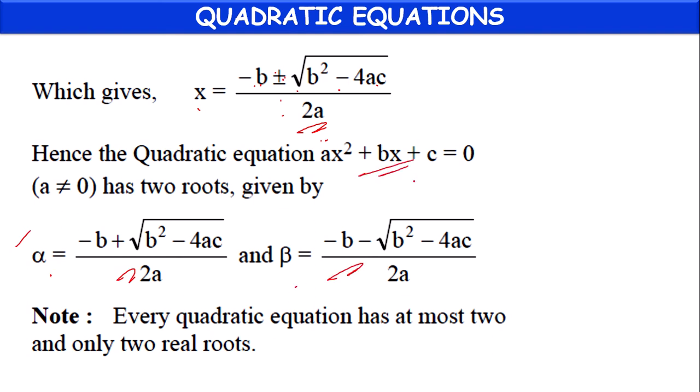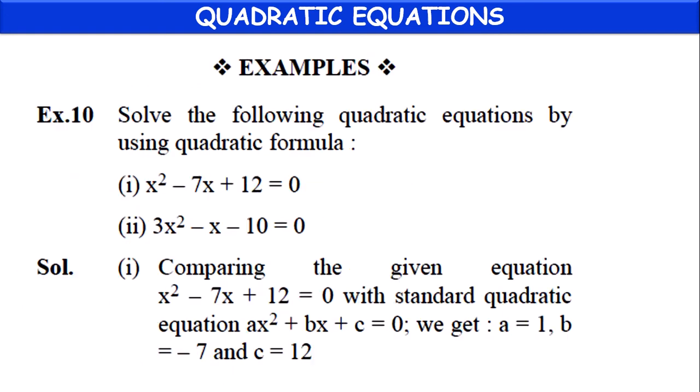Like this, a quadratic equation can have at most 2 and only 2 real roots. These two are real numbers. Whatever values we get, they are real numbers. Okay, children. Next.